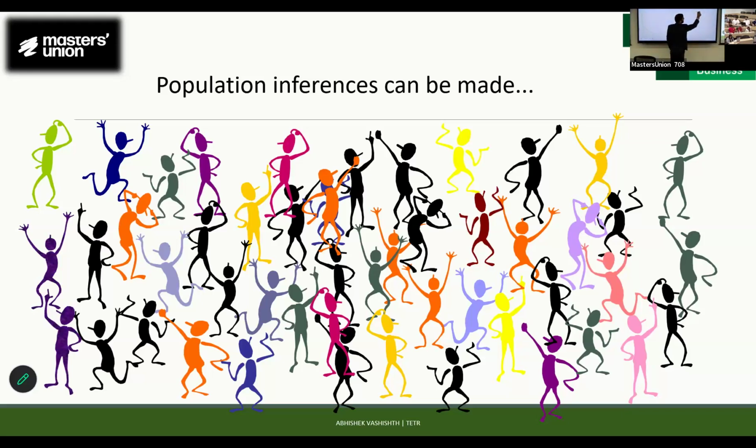From this sample, I'll be estimating something about the population. That is what the whole idea of understanding statistic is.